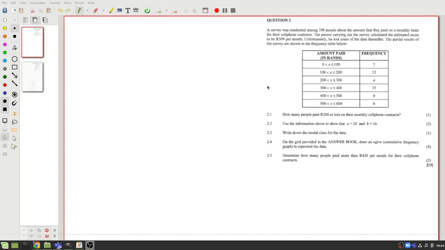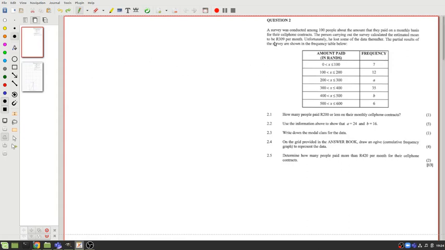Right, so we're on paper 2, question 2 of the November 2019 exams. This is a question that has to do a bit more with statistics, just like question 1. So let's get into it. Let's see what we have.